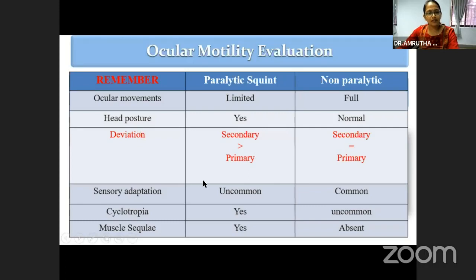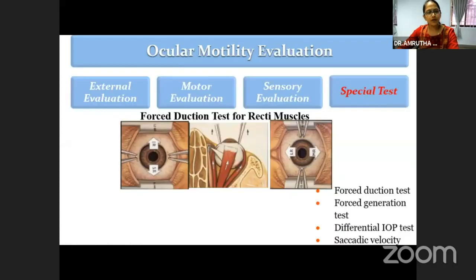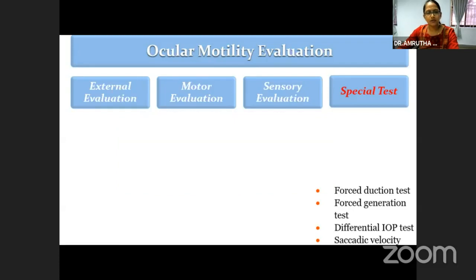So to recollect, in paralytic strabismus, definitely the secondary deviation will be more than the primary, and in non-paralytic, secondary and primary will be the same. And ocular motility will be limited with paralytic, while in non-paralytic, ocular motility will be full. So specific tests, forced duction tests, could be done in the outpatient department in your office also. Plus, just before you start any surgeries, it is mandatory to do a forced duction test.